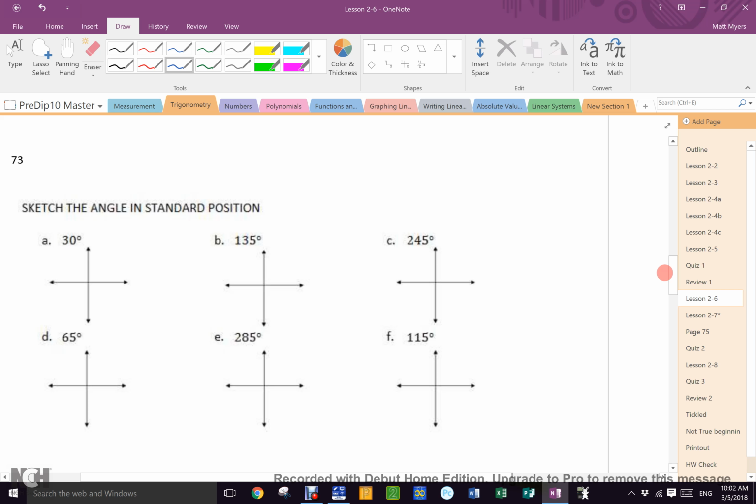Do A, B, C, D, E, F right now on page 73. Remember, you do not need to get out a protractor. Sketch them. If you are having trouble with what I mean by sketching, here is what I mean. 30 is about a third of this, yes? So you need to have a line going up about a third of the way. Have the right quadrant. That is more than enough to make me happy. Do those 6, go.